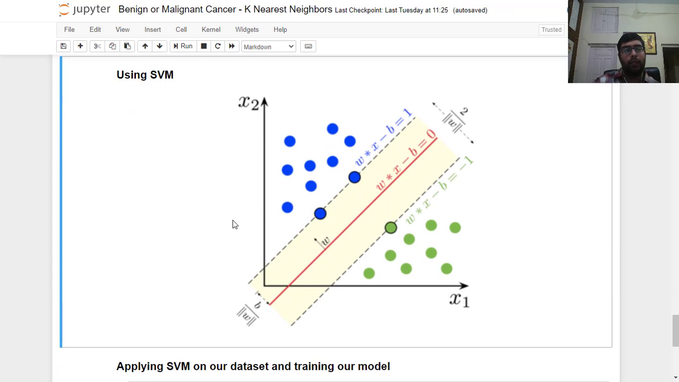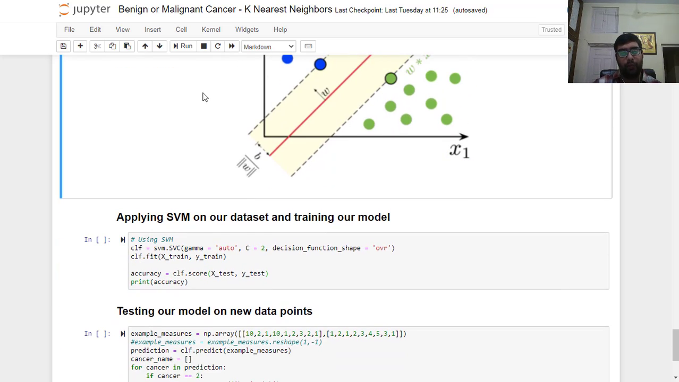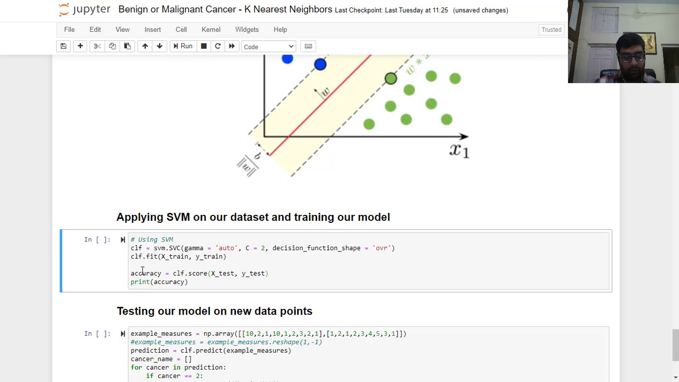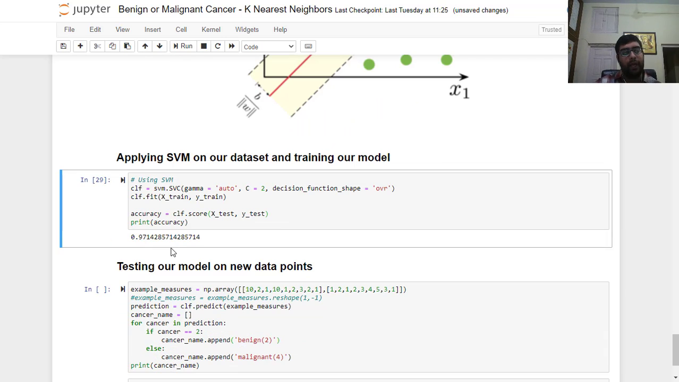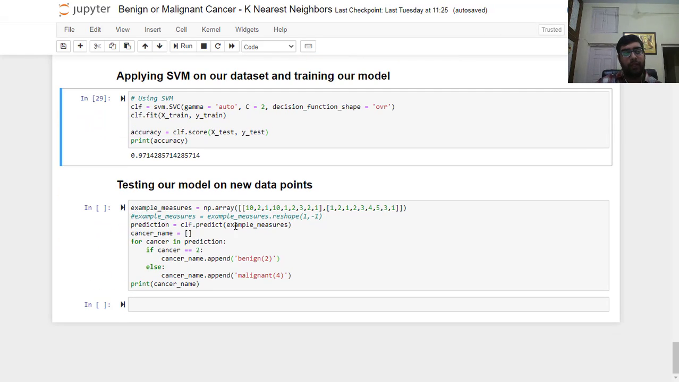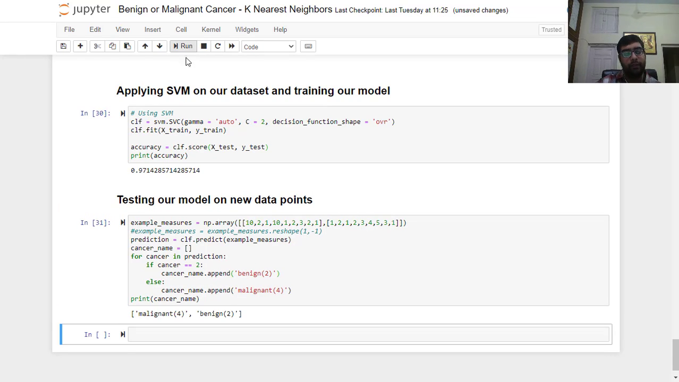Let's apply another algorithm, SVM. We had two options, either K-neighbors or SVM. K-neighbors gave us an accuracy of around 99%. Let's see what the accuracy is with SVM. I have implemented SVM, and it has 97%, lower than the K-neighbors algorithm, which had 99%. Let's test our model on similar data points. It is also showing malignant as 4 and benign as 2.